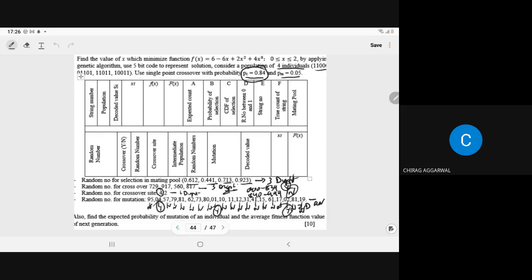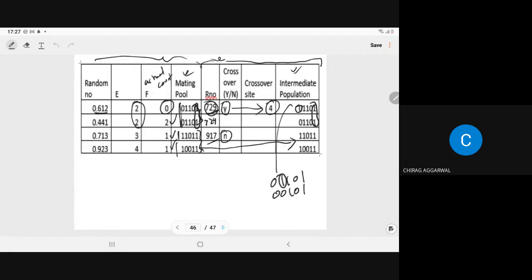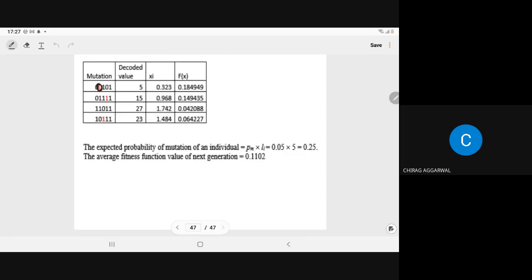Then after we have 1, 2, 3, 4, 5, 6, 7, 8, 9. The ninth one is in the second string, 0, 1, 1, 0, 1. So this is the sixth, seventh, eighth, ninth. This ninth will change into 1, so the next number will become 0, 1, 1, 1, 1. So here the second string will be 0, 1, 1, 1.